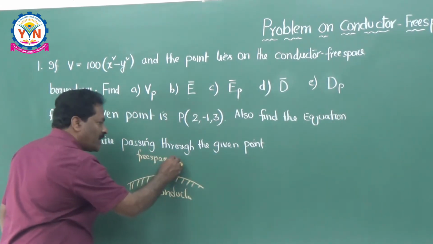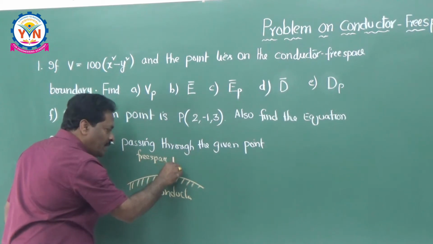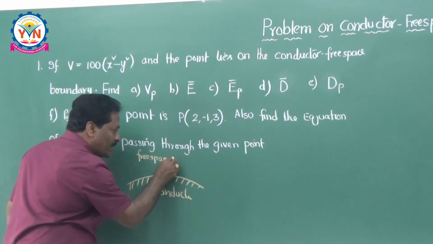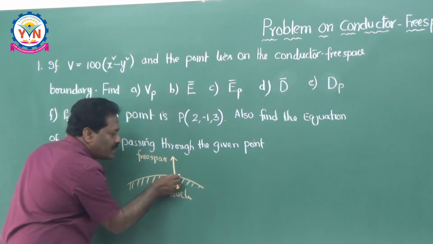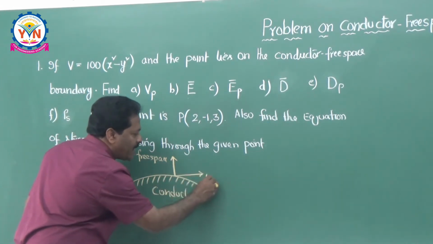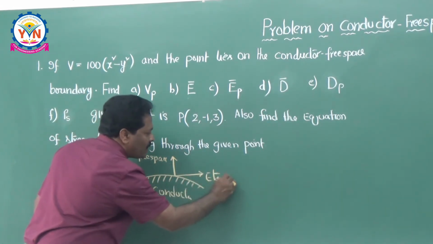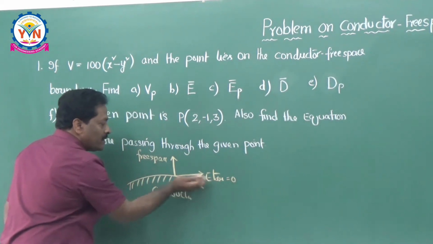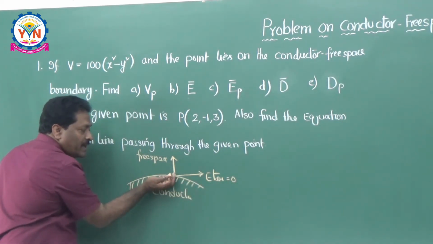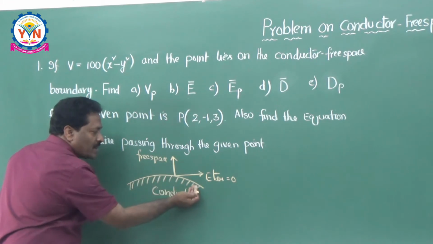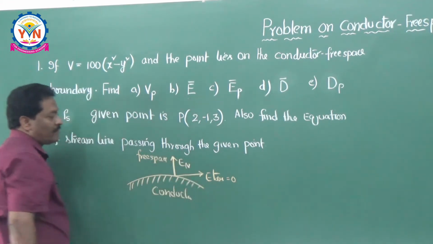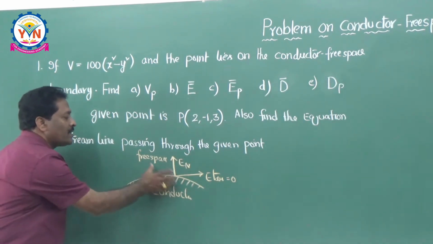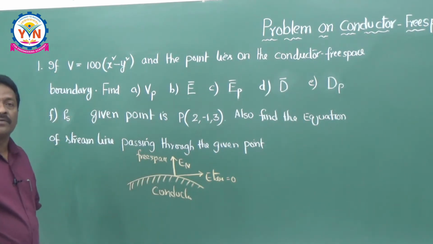And the electric field intensity will always be in the normal direction. If you take the electric field intensity along the surface, E tan, that E tan is equal to 0. That means the electric field is always at an angle of 90 degrees to this conducting surface. That is nothing but your E normal. Based on this concept, we are going to do a problem now.